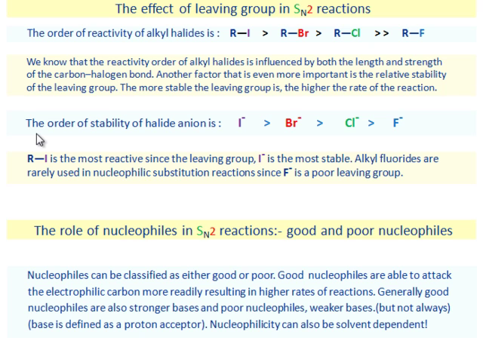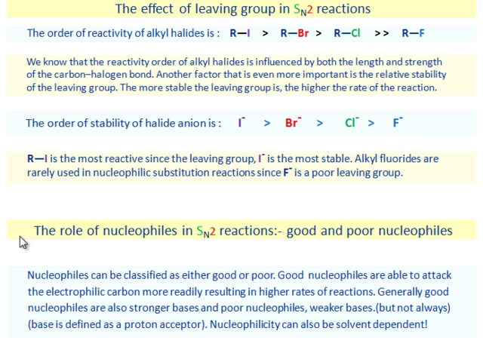The order of stability of alkyl halide anions is I- is more stable than Br-, which is more stable than Cl-, which is more stable than F-. RI is the most reactive since the leaving group I- is the most stable. Alkyl fluorides are rarely used in nucleophilic substitution reactions since F- is a poor leaving group.